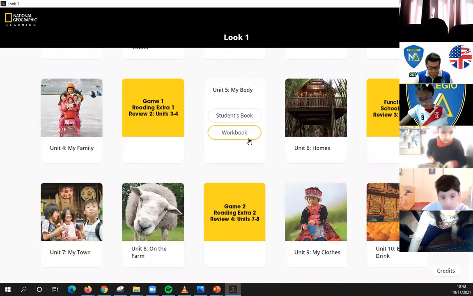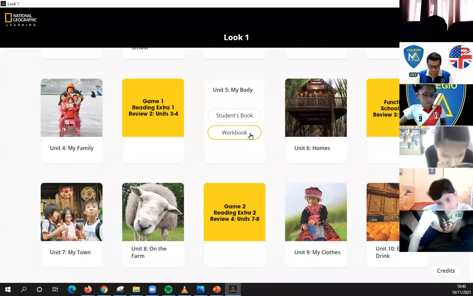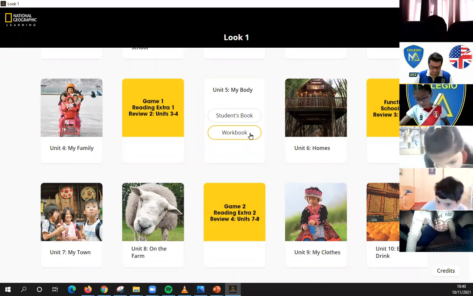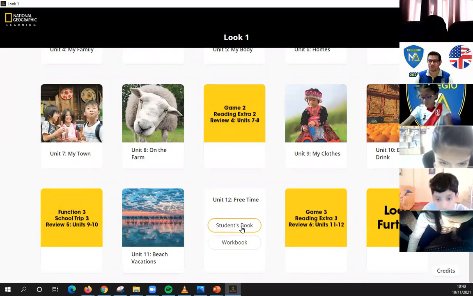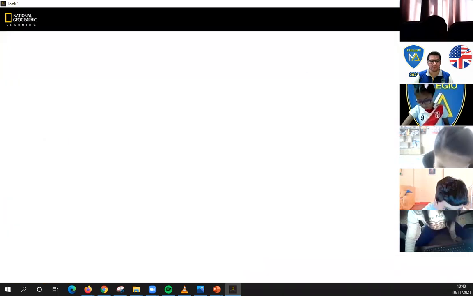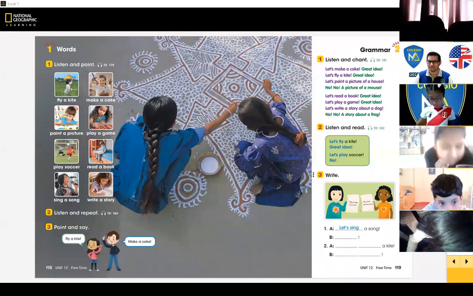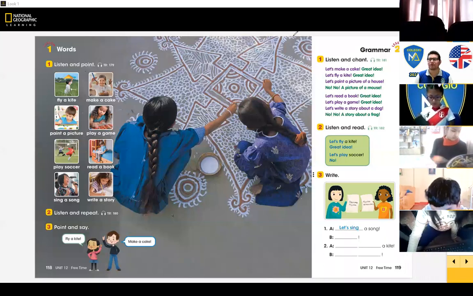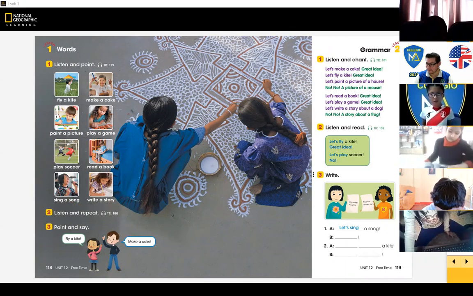Well, the previous class, the previous lesson, we were working. Let me check on the unit number. Oh, yeah. We are on unit number 12, right? We're talking about free time, no? Here we have some words, the vocabulary that we were learning. We're learning about some actions, like for example, fly a kite, make a cake, paint a picture, play a game, play soccer, read a book, sing a song, write a story, no?